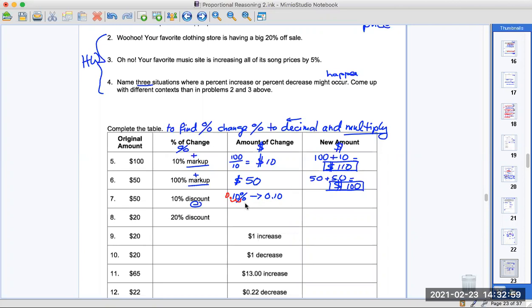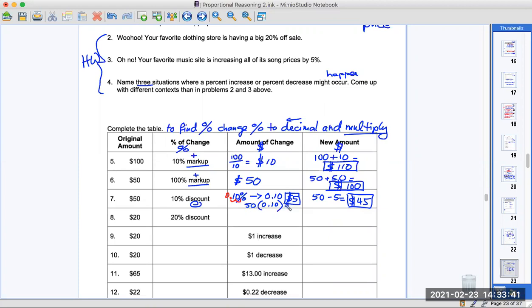And now you multiply 50 times, this is a times operation. Use your calculator. 50 times 0.10. I want you to try it. You get $5. So it's $5 off. So now we subtract it. $45 you pay. So first you find the percent and then you subtract that amount. Okay, look it over, especially this right here.